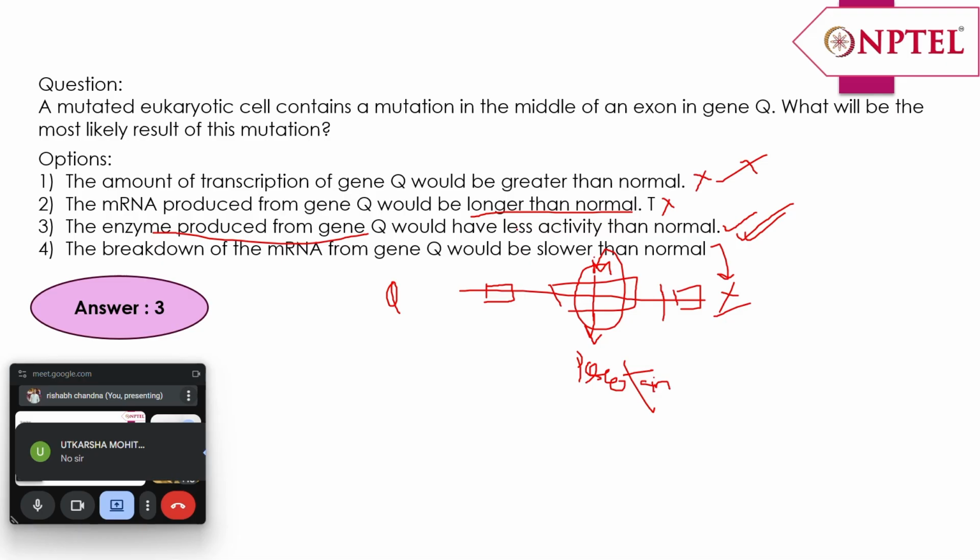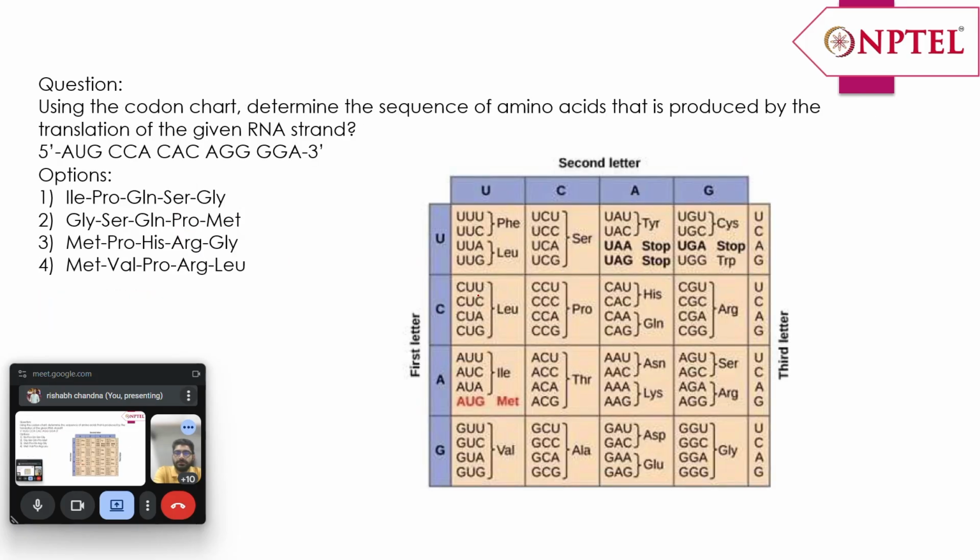Okay, so let's move on to the next question. So this is the next question. Using the codon chart, determine the sequence of amino acids that is produced by the translation of the given RNA strand. So what can be the correct answer?